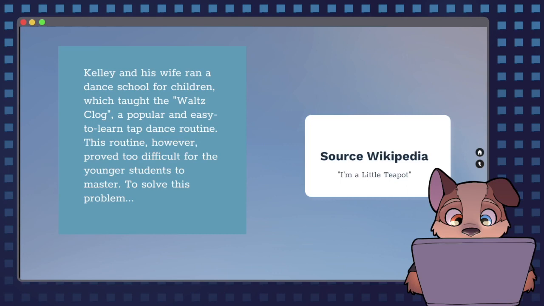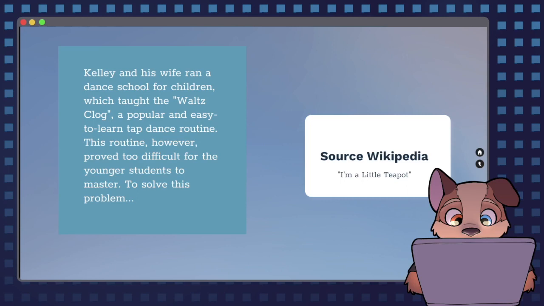Kelly and his wife ran a dance school for children. Context. Which taught the waltz clog, a popular and easy to learn tap dance routine. This is our fact. Why is that fact important? This routine, however, proved too difficult for the younger students to master. To solve this problem. Okay?